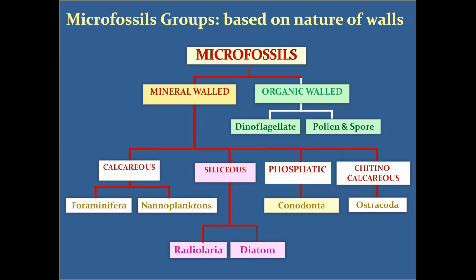In this linear diagram, I have tried to show the relation of wall composition with the microfossil group. Microfossil groups are divided into mineral wall and organic wall. As I said, organic wall has dinoflagellate and pollen and spores. Mineral wall has calcareous, siliceous, phosphatic, and chitino-calcareous compositions. Under the calcareous variety, there are two groups, Foraminifera and calcareous nanoplankton. In siliceous variety, we have radiolaria and diatom. Under phosphatic variety, we have conodonta, and under chitino-calcareous, we have Ostracoda.